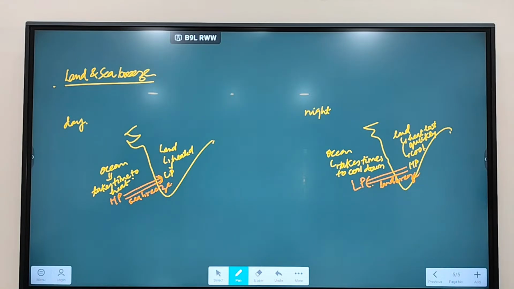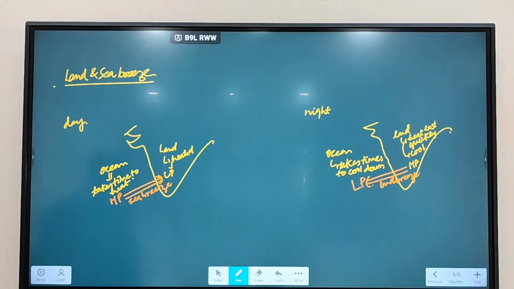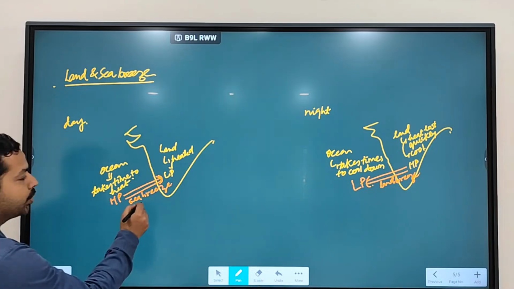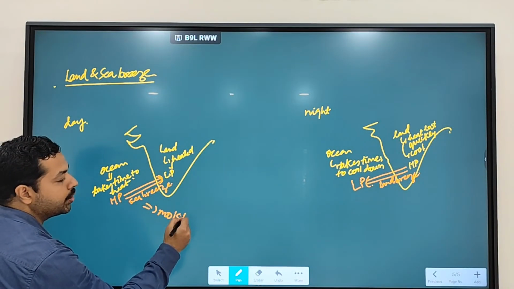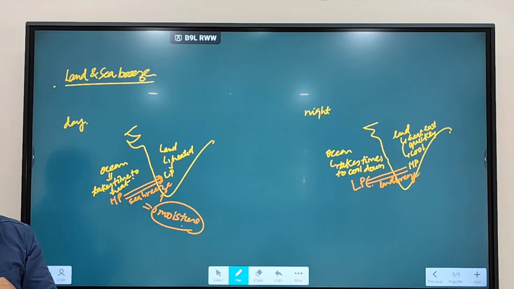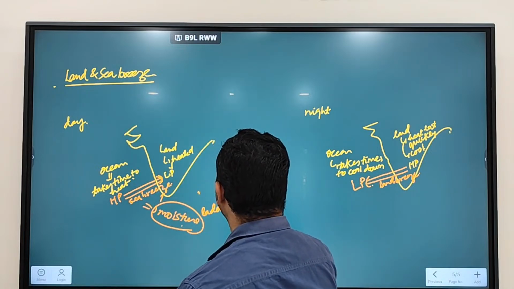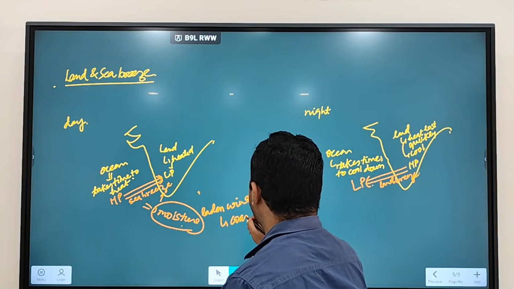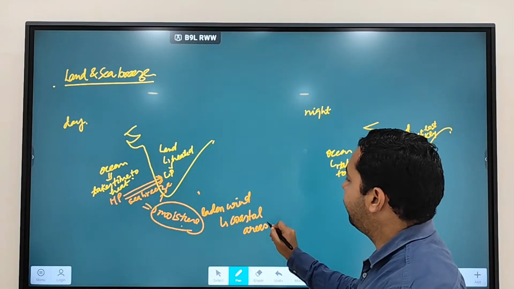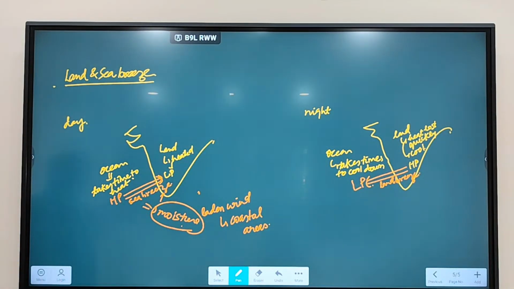Fine. Now, what will happen during the daytime when sea breezes are flowing? It will carry moisture. Yes. It will carry moisture, and this moisture is going to be coming into coastal areas. So moisture laden wind will come into coastal areas. Fine. Now what will happen if moisture laden wind comes into coastal areas? Rain will happen.